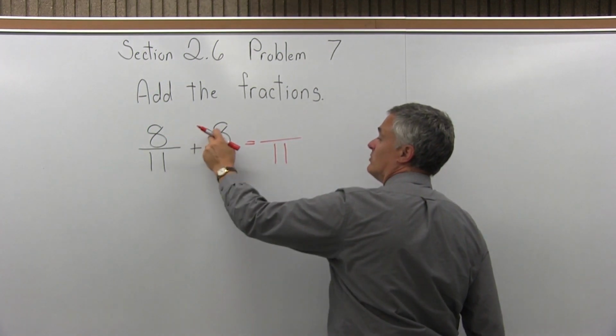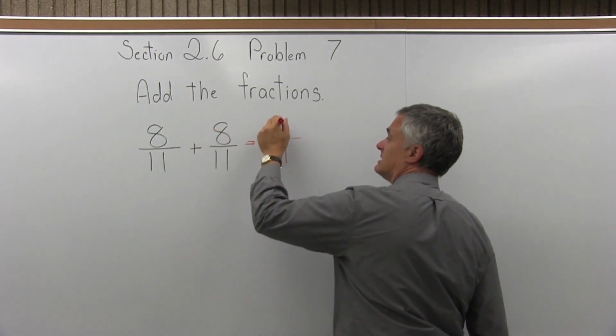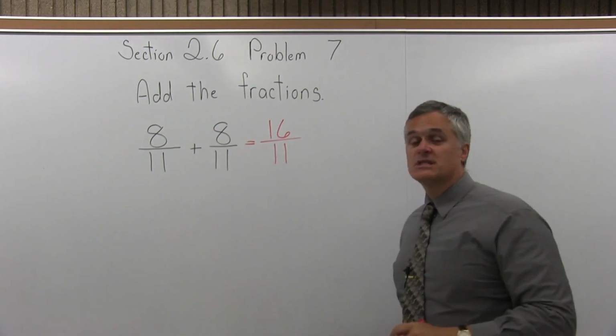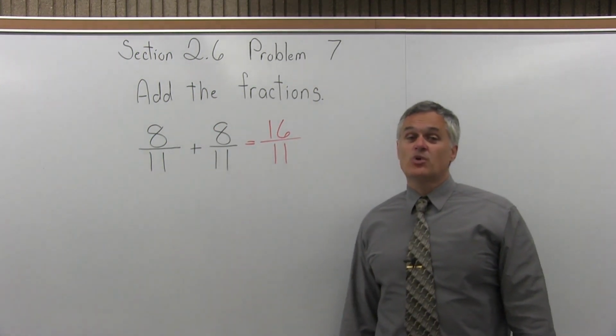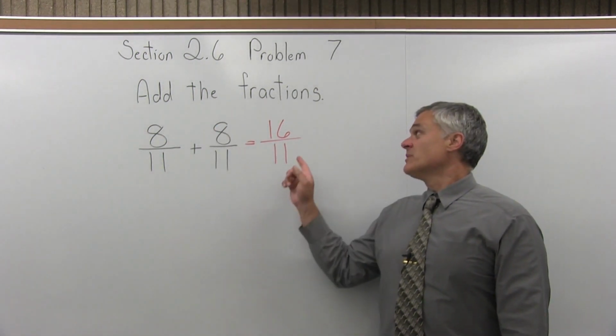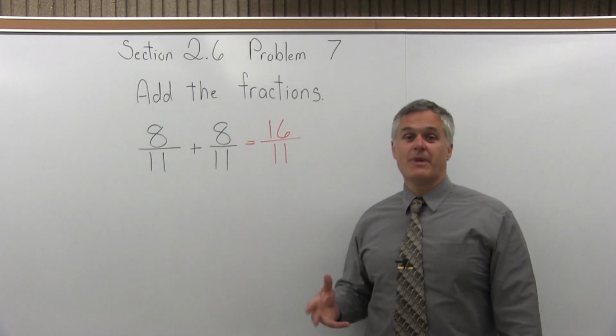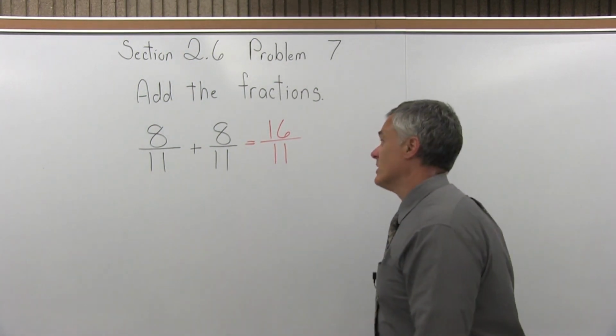And then I add the numerators. 8 plus 8 more is 16. So I have an answer of 16 over 11. Now that's an improper fraction, so a lot of math teachers will want you to convert that back to a mixed number, a number with a fraction.